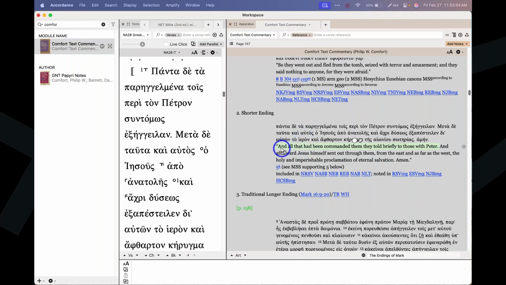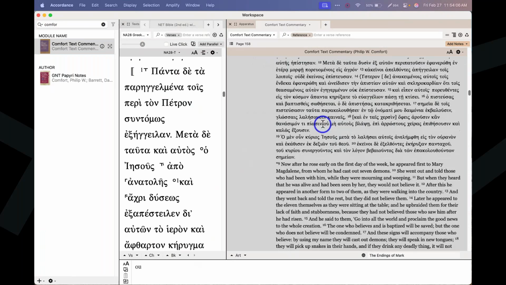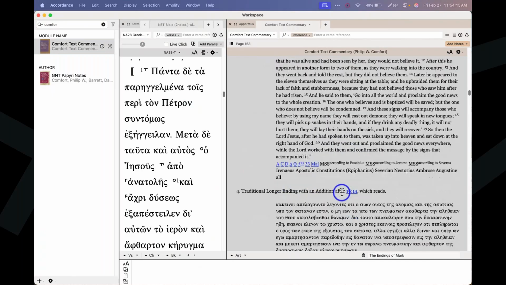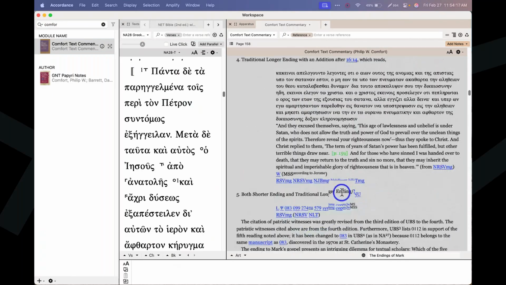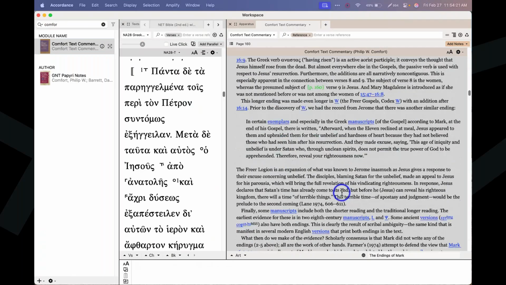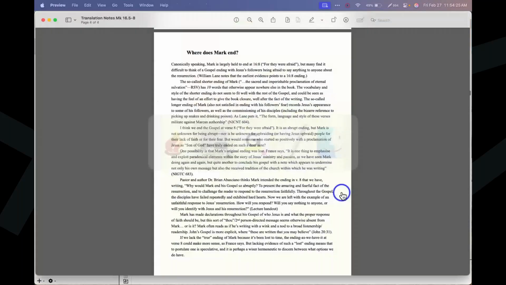So you see here, okay, at first they didn't say anything because they were afraid, but then as they thought about it some more, they told those with Peter. So that's another ending, and then you've got this traditional longer ending. This is the one that talks about handling snakes and speaking in new tongues. Again, you've got some manuscript evidence for this, and then another possible longer ending. So Comfort is great here. There's even more text here than Metzger's got, but even a one-volume commentary will cover this.